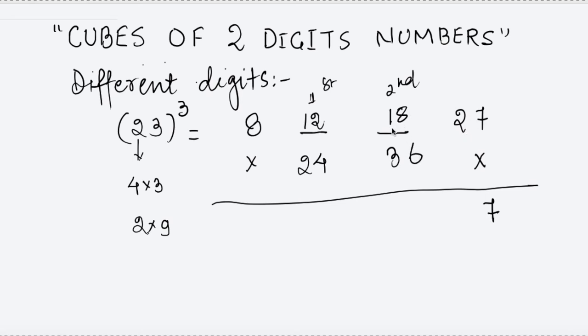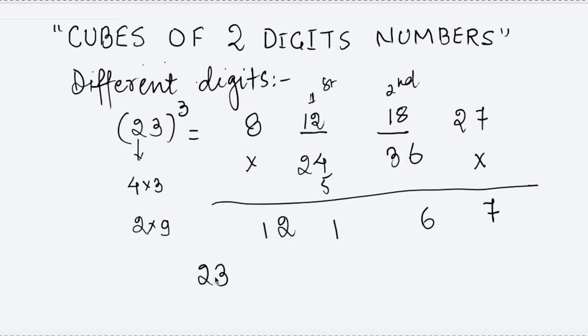36 plus 18 is 54, plus 2 is 56. So this gives me a carryover of 5. I write the carryover of 5 here. 24 plus 12 is 36, plus 5 is 41. So carryover of 4, and 8 plus 4 gives me 12.